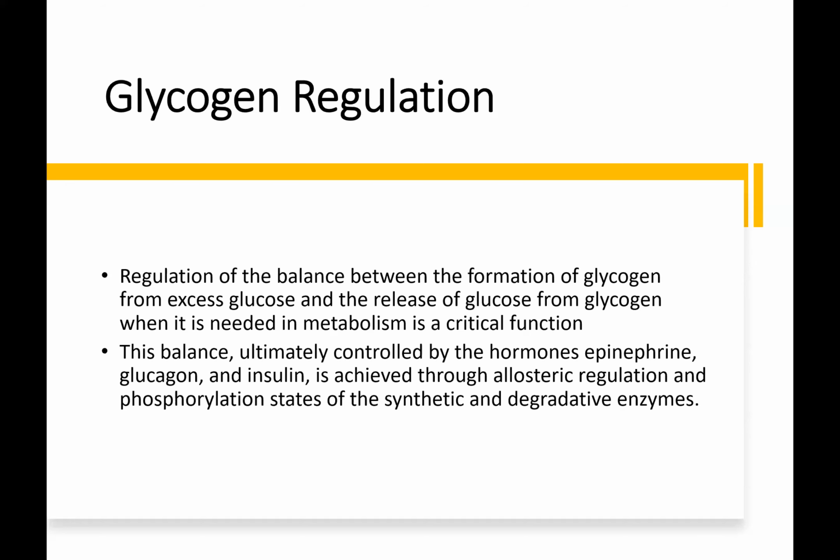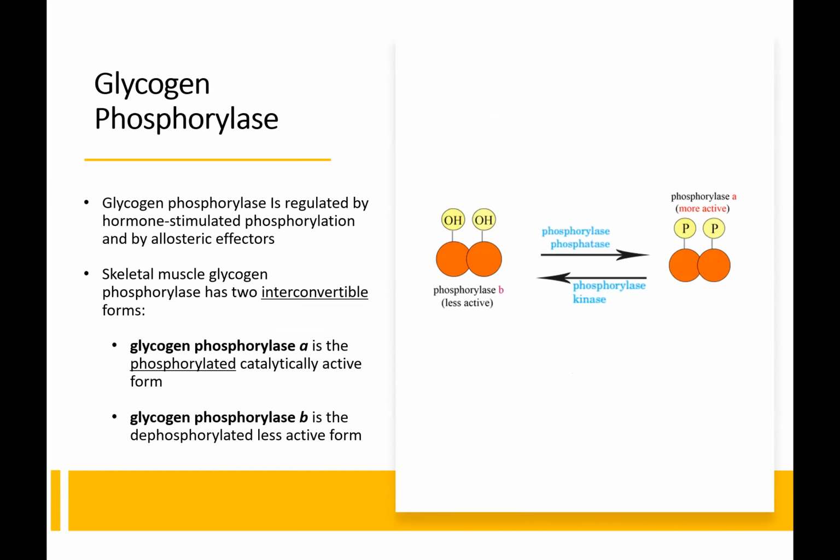Okay, so glycogen phosphorylase is subject to regulation by phosphorylation. This can get confusing, right? Because the enzyme itself, which is called phosphorylase, is being controlled by phosphorylation. As mentioned, it's hormone stimulated.